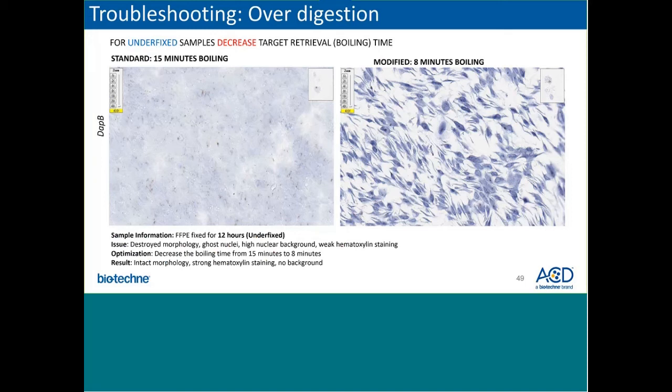the tissue morphology has been destroyed, and you see ghost nuclei, and there's also a high nuclear background, as this is the DAPI negative control that we're looking at, and a weak hematoxylin staining. So in order to optimize this, we've then decreased the boiling time from the standard 15 minutes to the modified 8 minutes, which is then seen on the right side. Here you'll see intact morphology, much stronger hematoxylin staining, and you don't see the background that was seen in the previous sample.